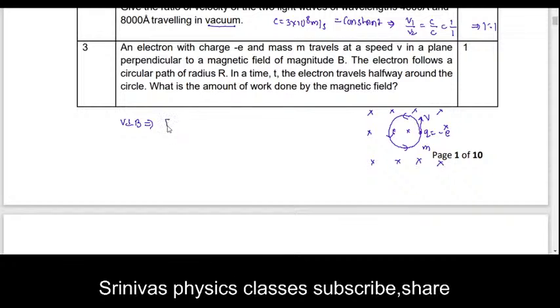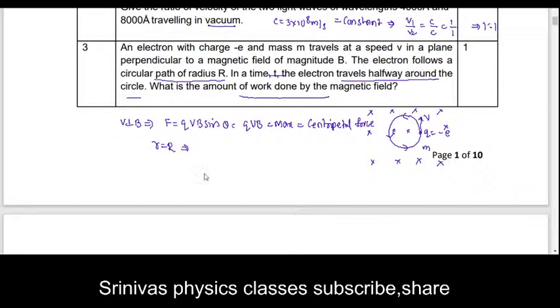When velocity is perpendicular to field, the force on the charge is qvB sin theta. Theta is 90 degrees, so you will get the force as qvB. It is the maximum, but this force serves as centripetal force. Due to that, the charge will move in a circular path of radius capital R. In time small t, the electron travels halfway round the circle.